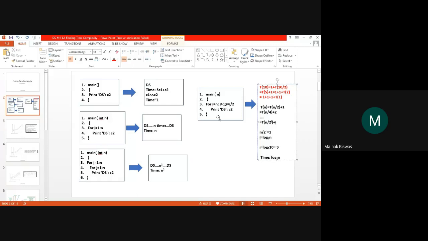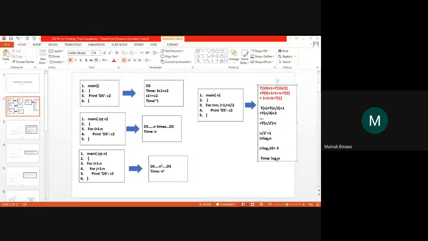So how many times will it run? Log base 2 of n. Now I think it's a little bit clearer. If it's still not clear, no issues.